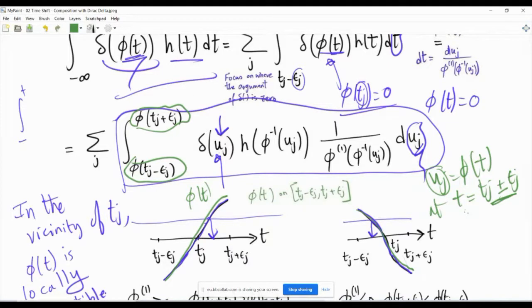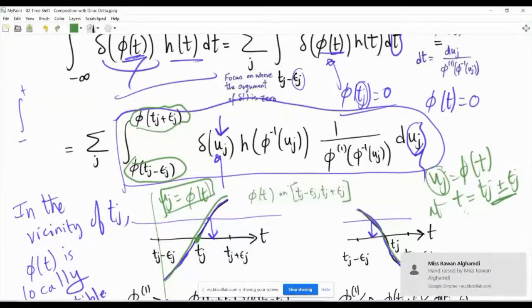And yes, uj is equal to 0. Okay, uj is phi of t. So it passes through 0. And you can apply the trick of the Dirac delta, which is, okay.